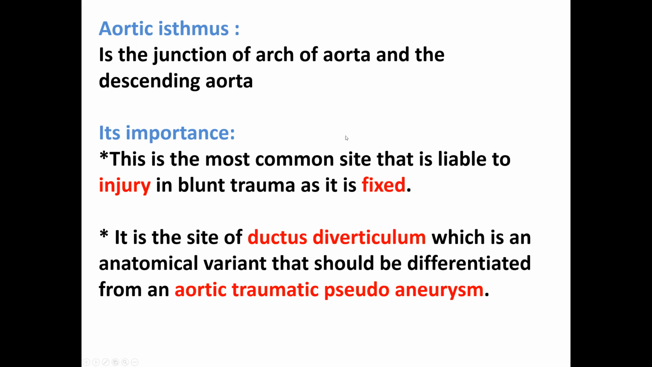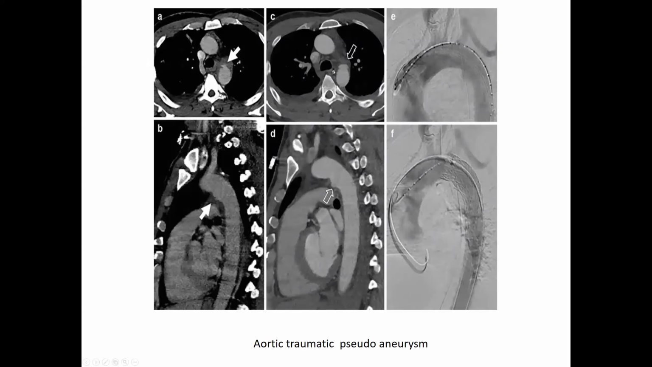pseudoaneurysm. This is a CT scan and a conventional angiogram showing in this axial section and sagittal section the site of the aortic traumatic pseudoaneurysm in the aortic isthmus. Here in the sagittal section we see its irregular sharp edges.